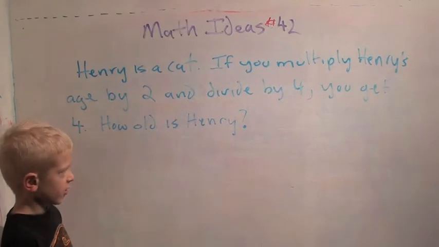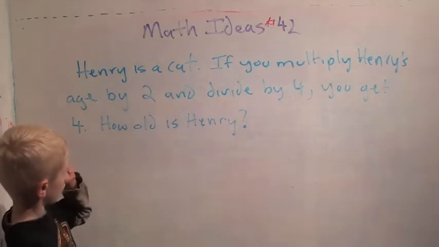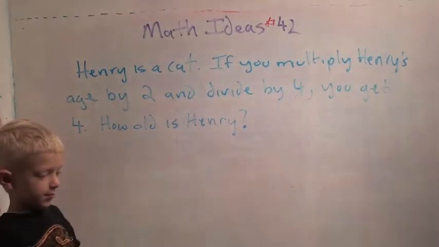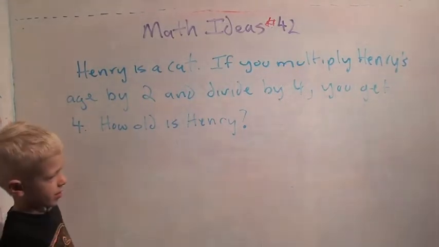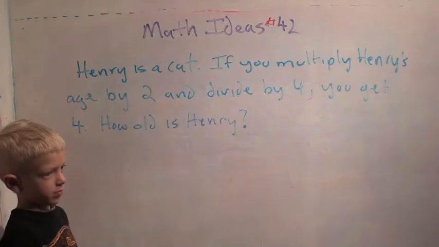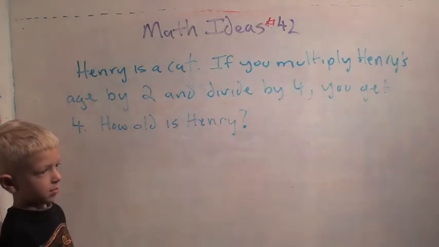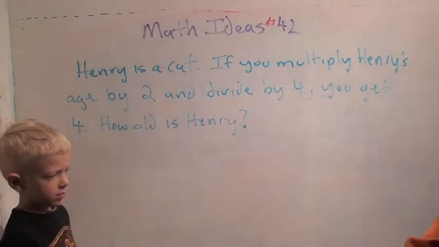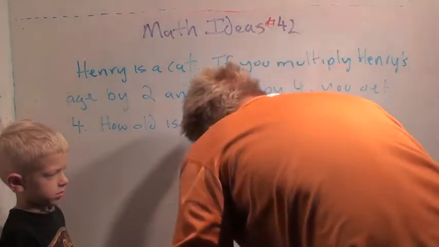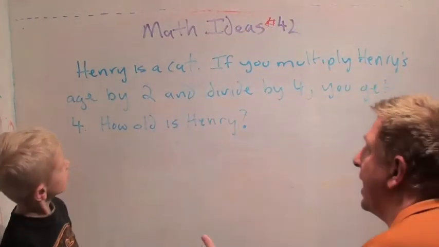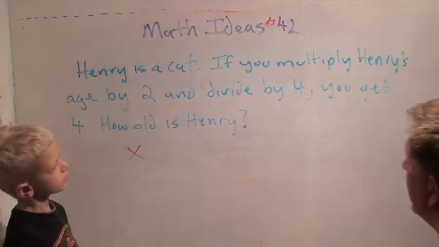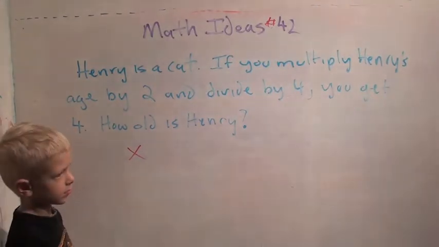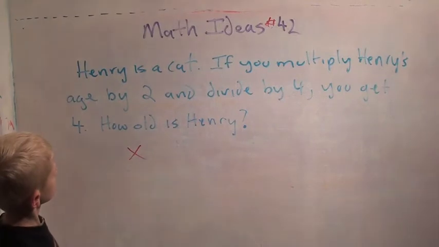Well, we gotta figure out how old is Henry. So we don't know what Henry's age is, right? Okay, so we're going to call it x. When you don't know what something is in math, a lot of times you call it x. So we take x, and what's the first thing we do with x? Henry is x years old.